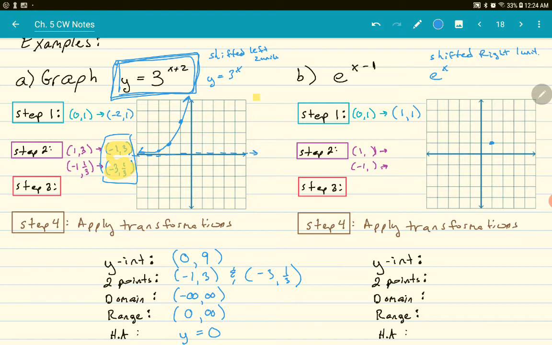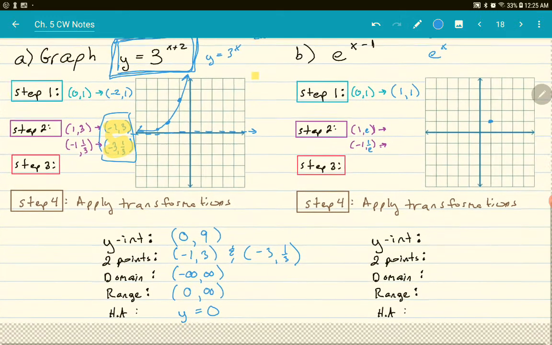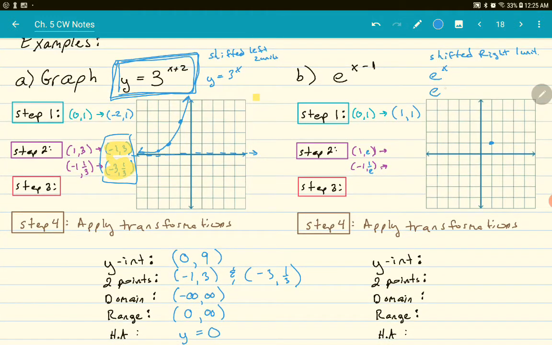And my other 2 points, on the parent function, I have 1, b and -1, 1 over b, which in this case is e. This is important: e is approximately equal to... e is a number. It's an irrational number, so we call it e. But e is equal to 2.71828. It goes on forever, but that's an approximation of it.